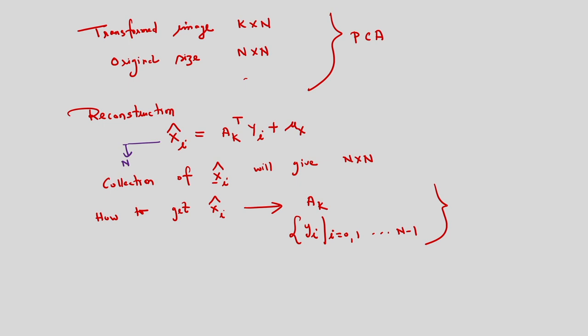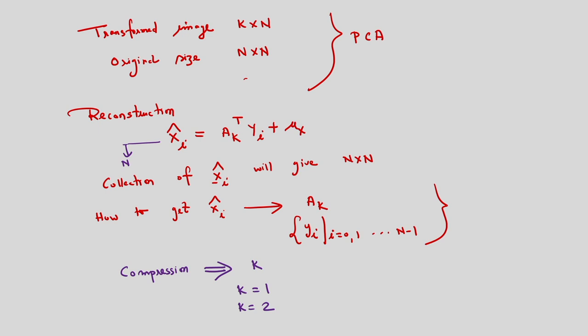Now if I want to do data compression, the compression depends on the value of k. Suppose k is equal to 1, that means we are considering only one eigenvector for the transformation matrix. If k is equal to 2, we are considering two eigenvectors. If I increase the value of k, the quality of the image will improve with the increase in the number of eigenvectors. If I consider all the eigenvectors of the covariance matrix for the transformation matrix, then the reconstruction would be perfect.